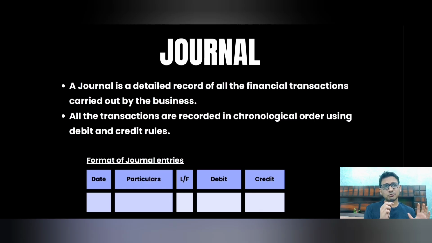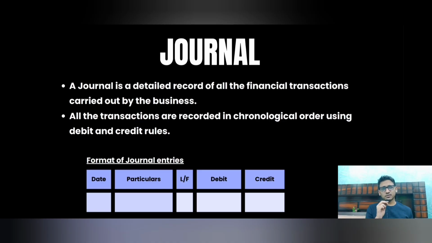A journal is a detailed record of all the financial transactions that are carried out by the business, and all the transactions are recorded in a chronological order following debit and credit rules. Below we can see the format of journal, which is date, particulars, LF, which means ledger folio, and then debit and credit. The first column specifies the date on which the transaction is being recorded. Secondly, under particulars column, one account is being debited and another is credited. Under ledger folio, specific account ledger page numbers are being included, and debit and credit basically mean the amount that has been debited and the amount that has been credited.